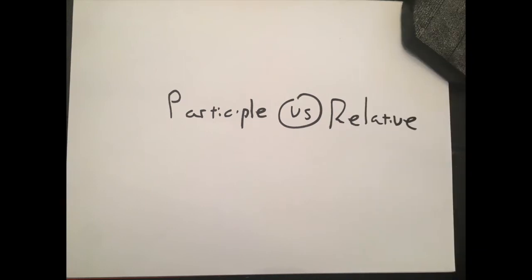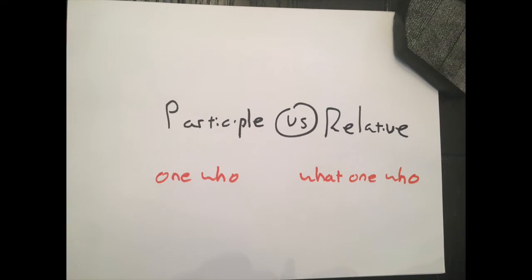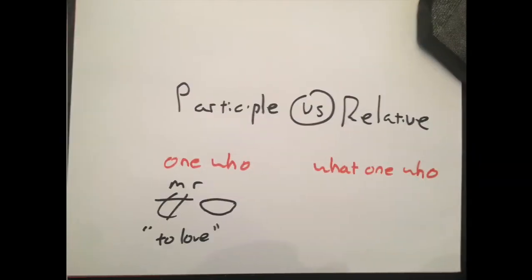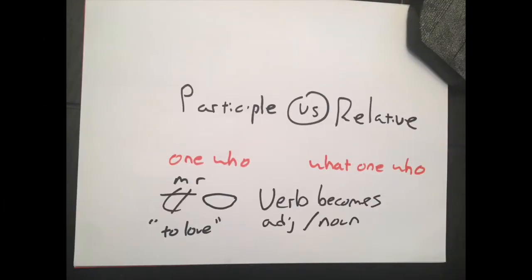All right, so as a quick review, the difference between a participle and a relative form of the verb. They're very similar in the sense that they change a verb into something else, like a noun or an adjective. So the participle is one who does something: hears, loves, sees. The relative form is what one does, what one sees, what one loves. So if we're dealing with the verb love, the participle of this would be one who loves, and the relative form of it would be what one loves.